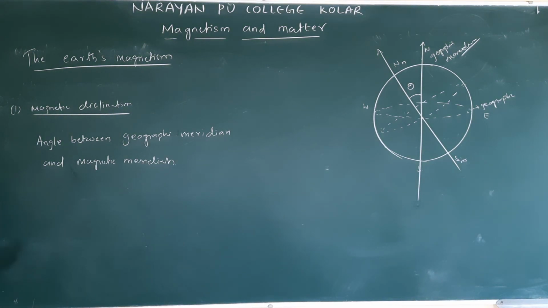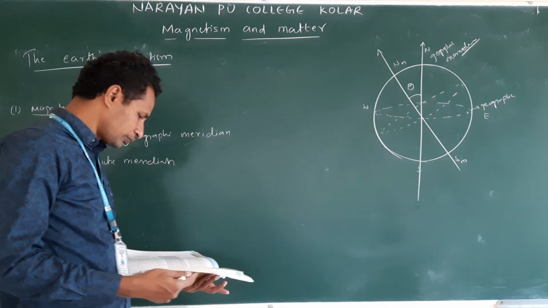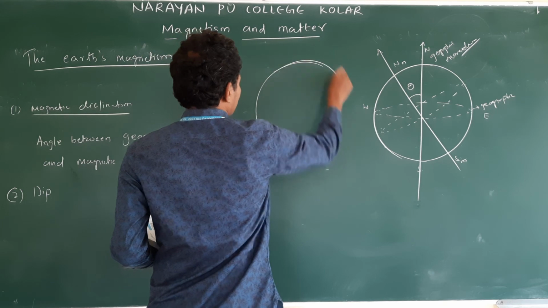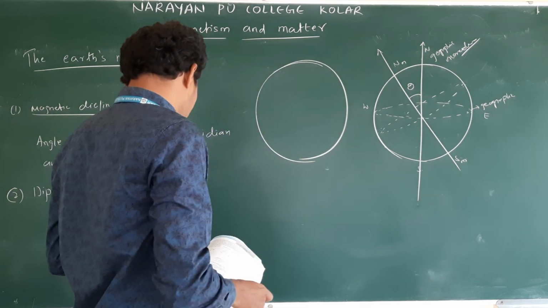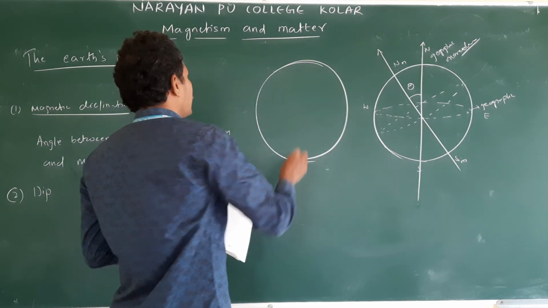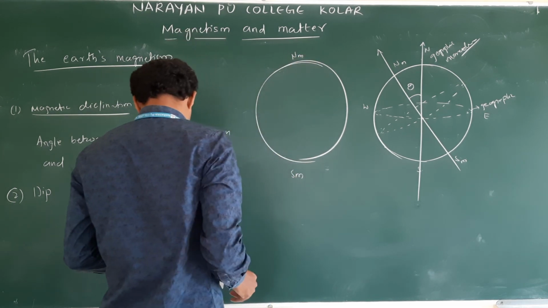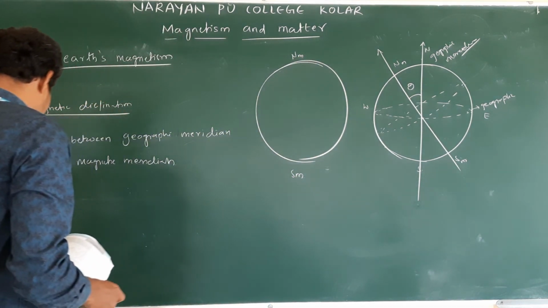Next one is inclination, or dip. This is called dip. Okay. Now in this, if you take the Earth, clear, this is north and south. Okay.